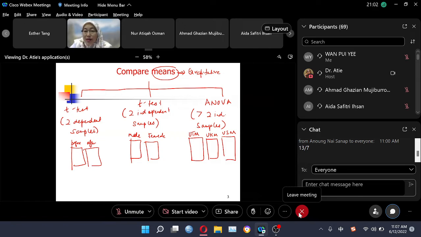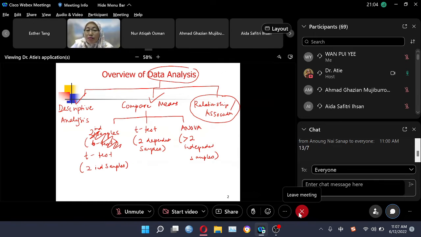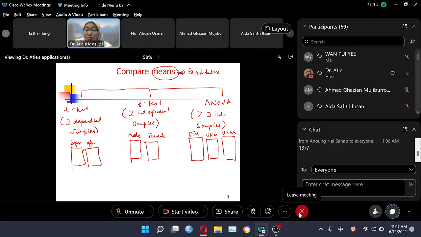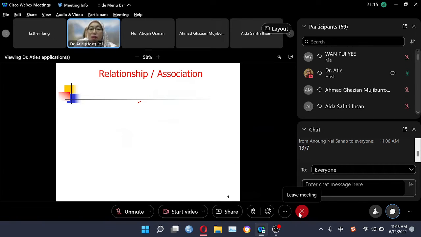Right, next one. After compare, now we want to learn another tool of doing data analysis, which is for relationship and association. So the relationship and association I can divide into two parts, right? Remember, when we say relationship or association, it must involve more than one variable. So it means that I cannot have a relationship with my own self.